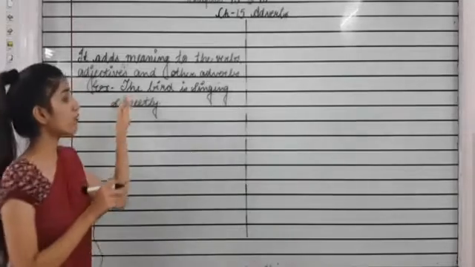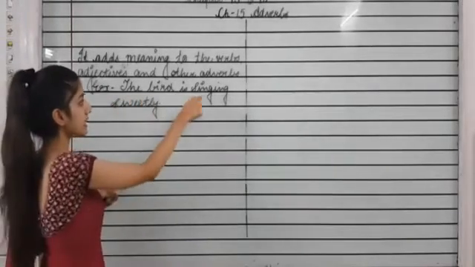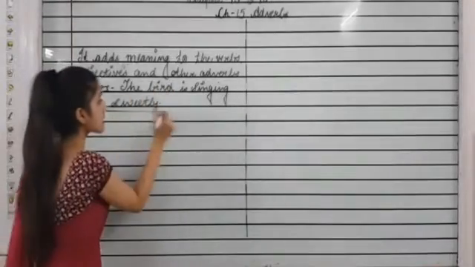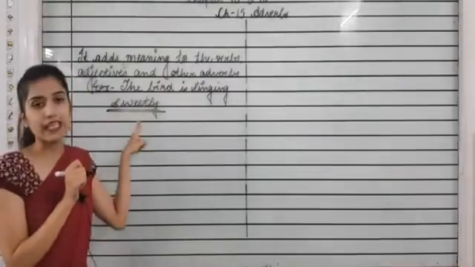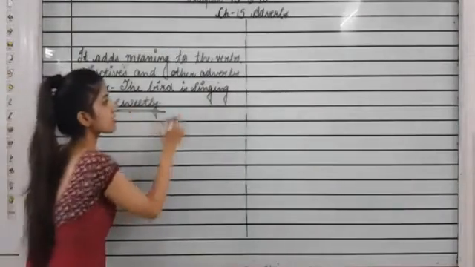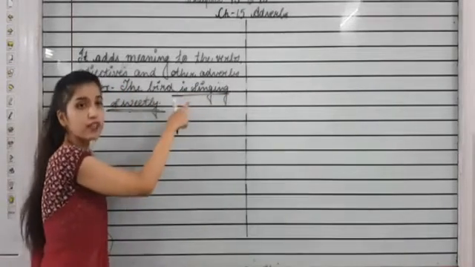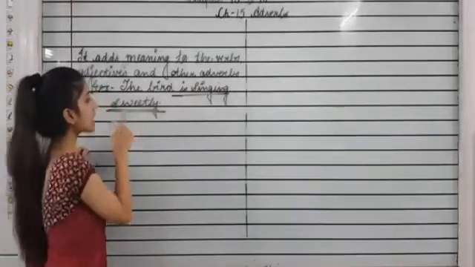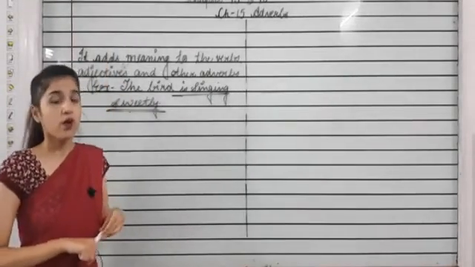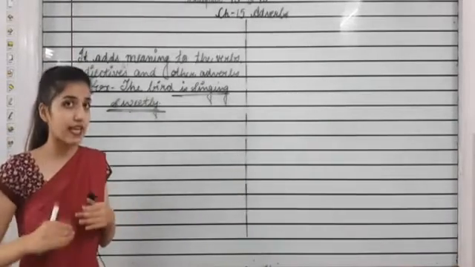Here, to find out the adverb, first we will question it. The bird is singing. I can ask, how is the bird singing? The answer we got is sweetly. So sweetly is describing the word, it's adding meaning to the verb. Because of that, sweetly is an adverb.